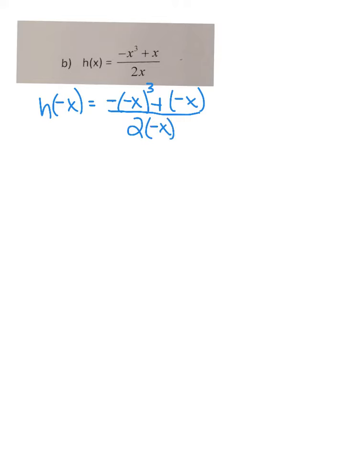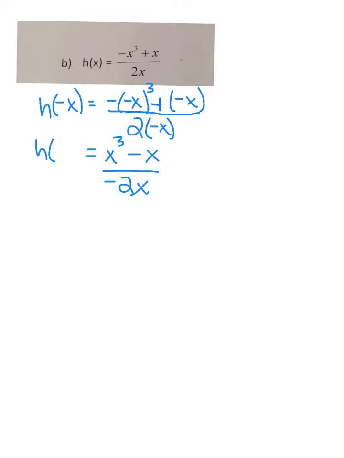So let's look at this. Let's be, again, a little careful right here. I know that when I have a negative and I cube that, that's going to be a negative. However, then I'm going to have another negative here, which is going to make a positive, right? So that's going to give me a positive x cubed. Then I have minus x here and over negative 2x.